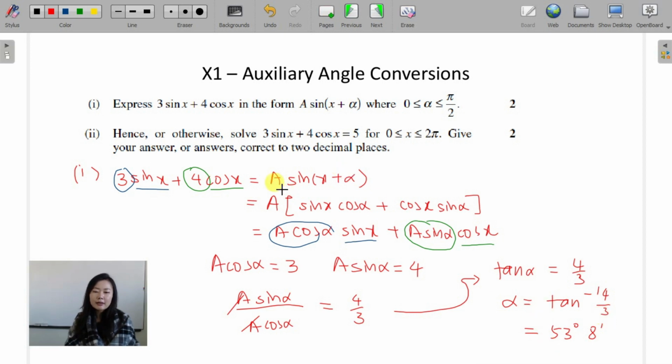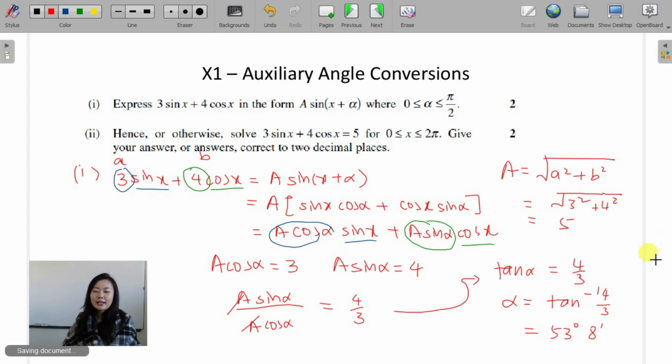How about A? How do you calculate A? Very easy. A is equal to, if you call those a and b, the square root of a squared plus b squared. It has its origins from Pythagoras. So the challenge for you today is to try to figure out how this is Pythagoras. All right, so that should be 5.